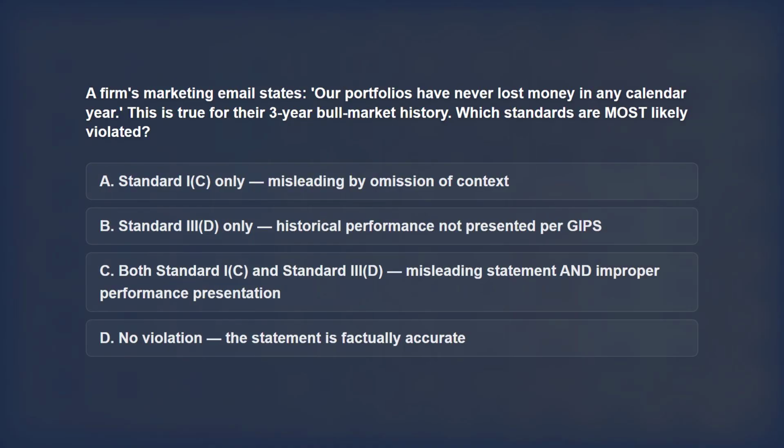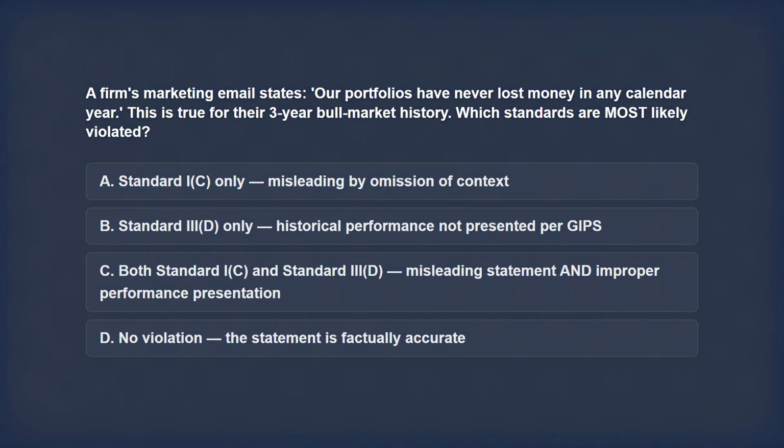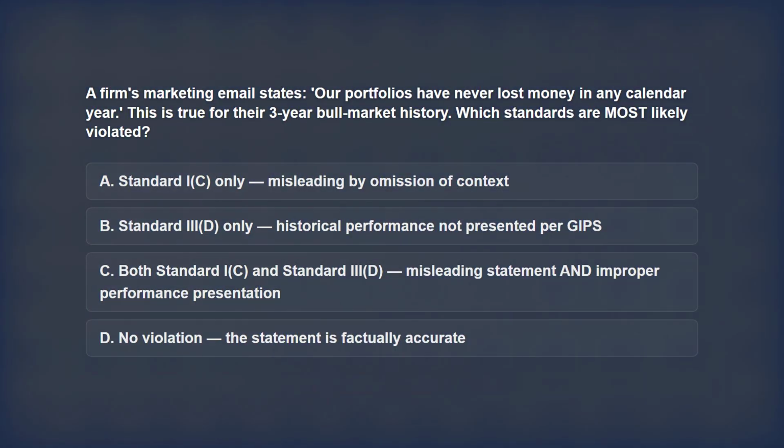A. Standard I(C) only, the statement is misleading due to omission of context. B. Standard III(D), performance presentation only, historical performance not presented per GIPS. C. Both Standard I(C) and Standard III(D), misleading statement and improper performance presentation. D. No violation, the statement is factually accurate.